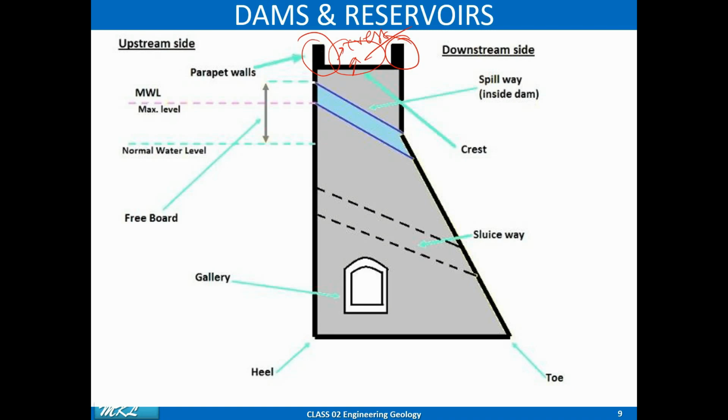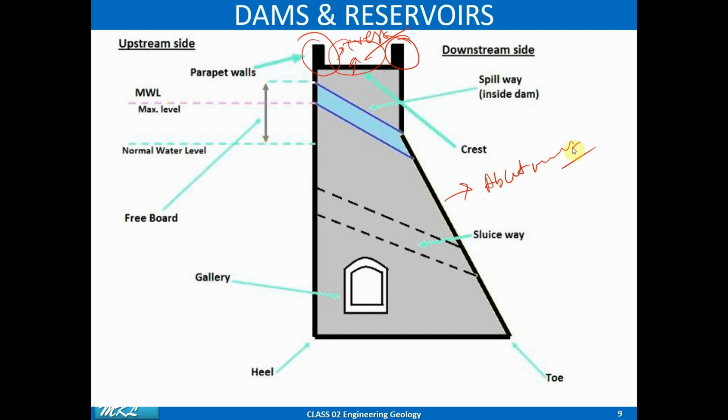Now there is another component of a dam, your abutment. The abutment is the valley slope on either side of the dam. So this portion is called the abutment.